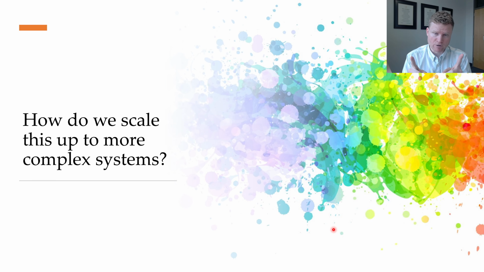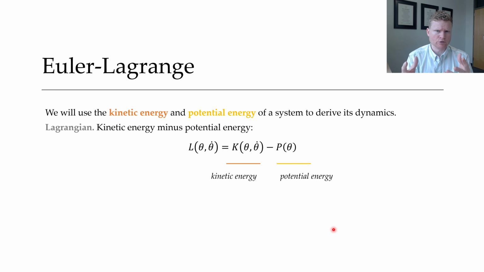The question I have for you, though, is how are you going to scale this up? So sure, I can do that for a simple point mass, but for my serial robot arm with all of its joints and links and moving in our three-dimensional world, how am I going to come up with its dynamics? So to find the dynamics for more complex systems, one solution is the Euler-Lagrange equation.